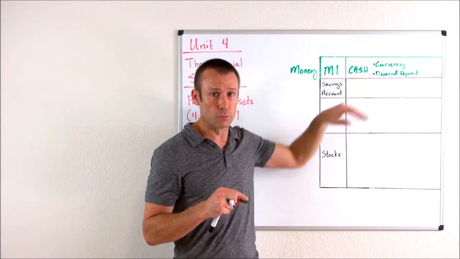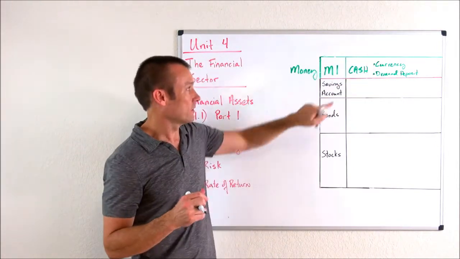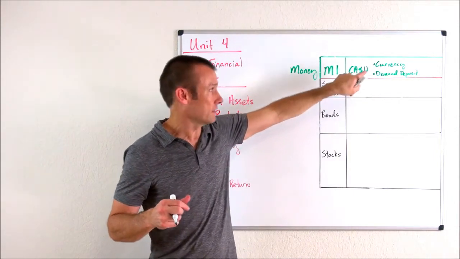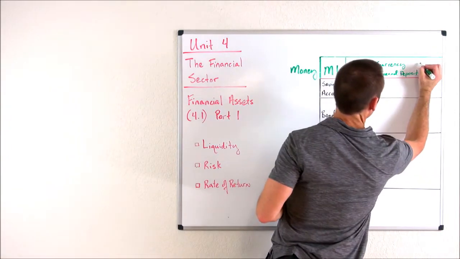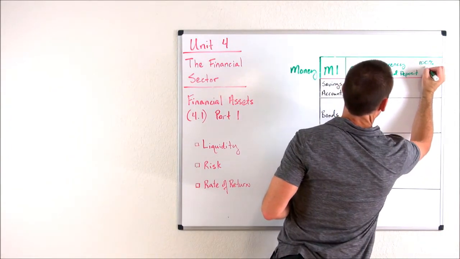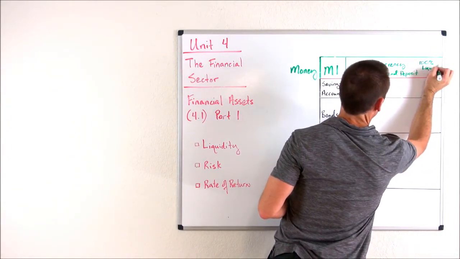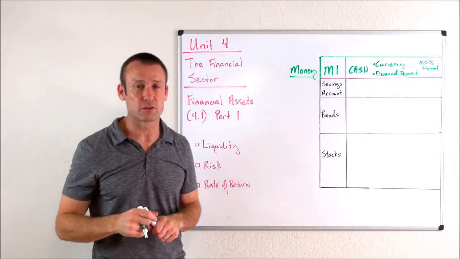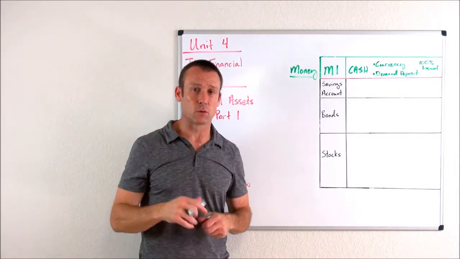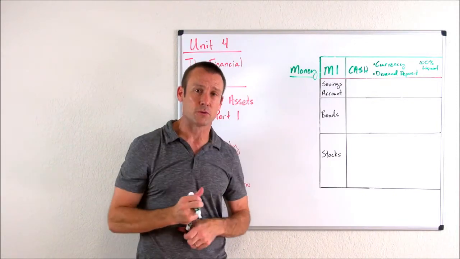So those are the two big ones. Finally, I want you to understand that your M1 assets, your currency and your demand deposits, are 100% liquid. What do I mean when I say 100% liquid? They're money. In their current form, they can be used to buy goods and services. Something that is 100% liquid means that in its current form, it can be used to buy goods and services.